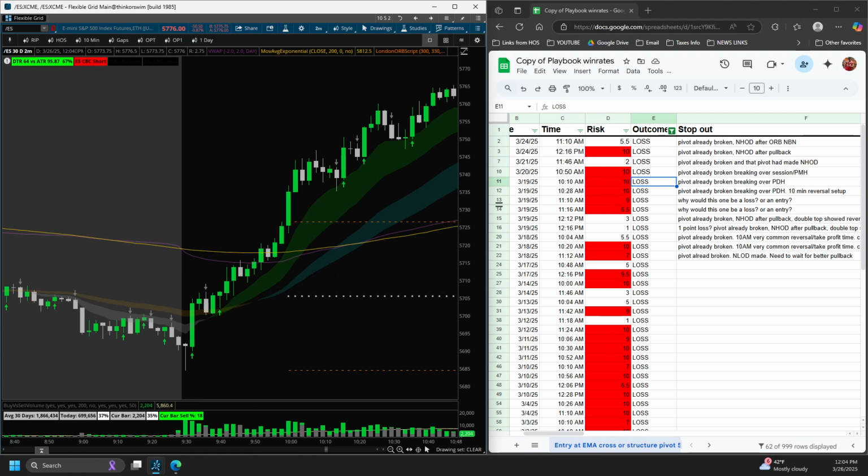So maybe, just spitballing here, a rule that a pullback has to be two or more candles, right? Yeah. Just so I count it as an actual pullback for my backtest.